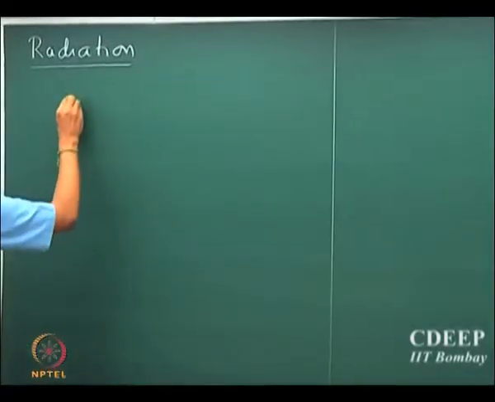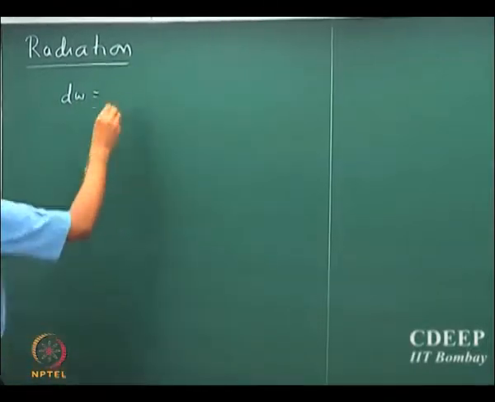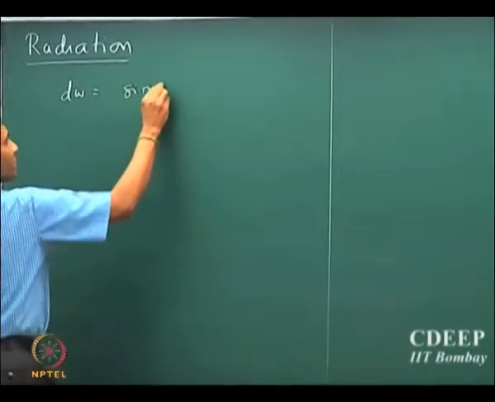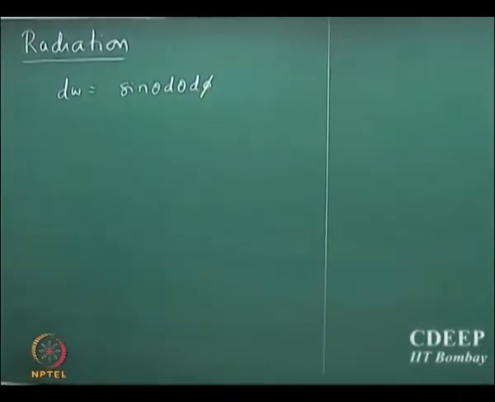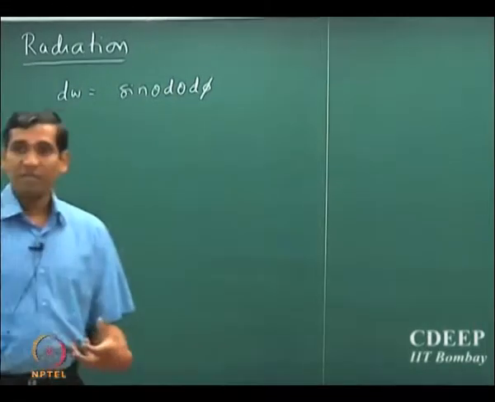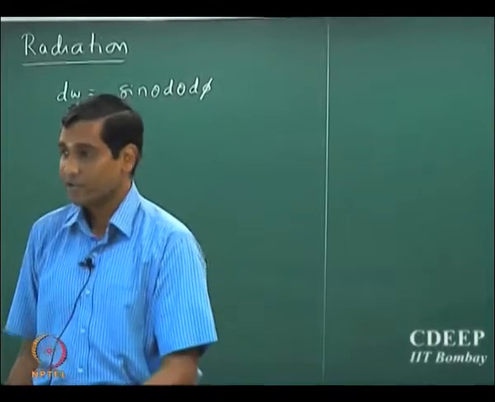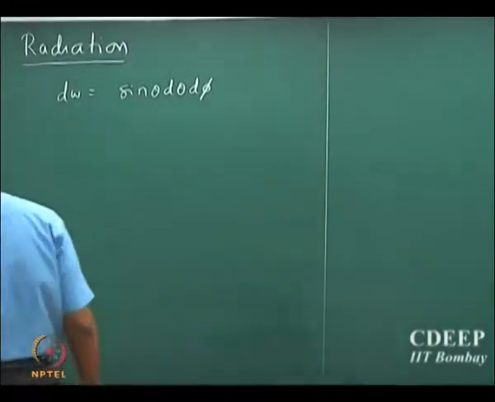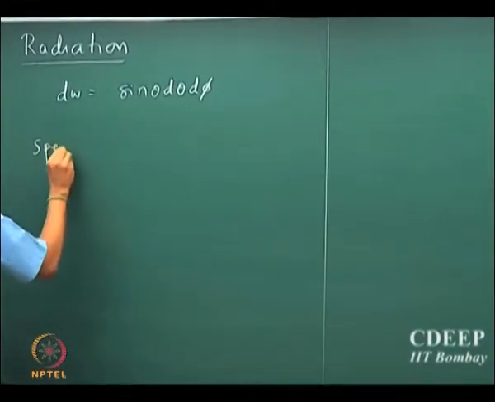Okay. So, just a recap of what we did before, the solid angle is given by sin theta d theta d phi. That is the solid angle. This is the solid angle of an object with respect to the object which is emitting radiation.